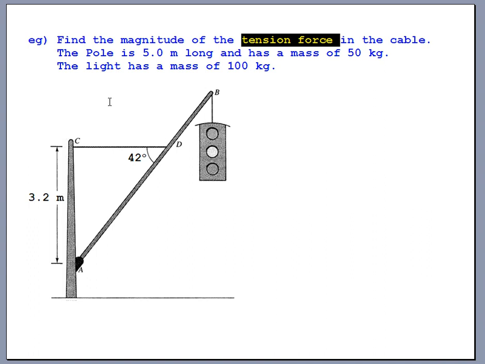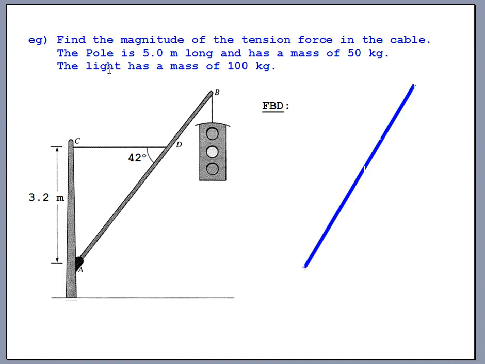That cable that goes from C to D. So what I want to do is take this picture and turn it into a free body diagram. Think about all the different forces that are acting. And here are the ones that I could think of.